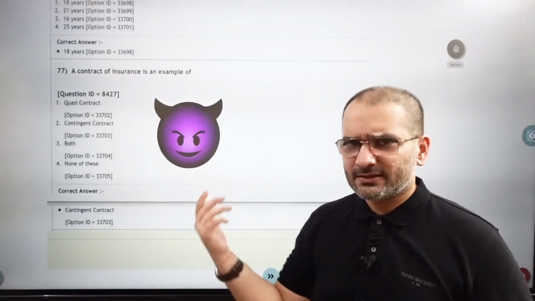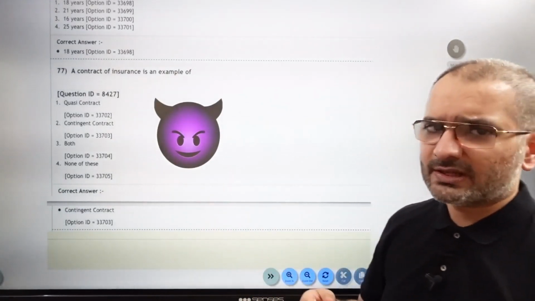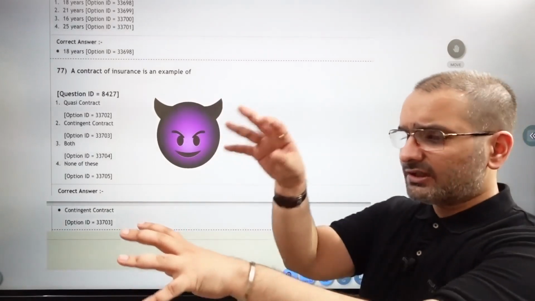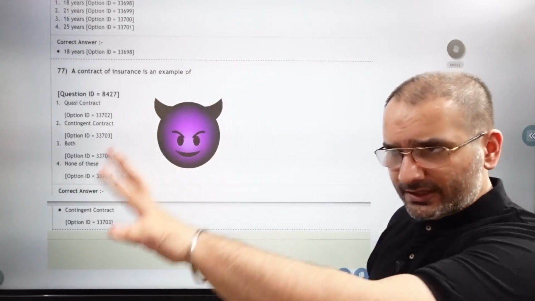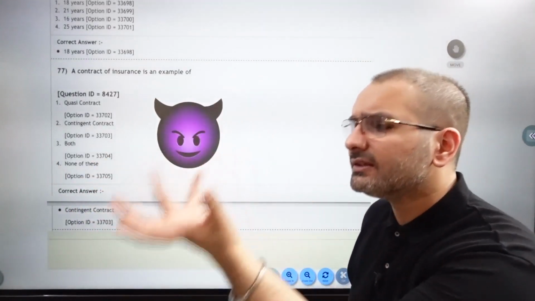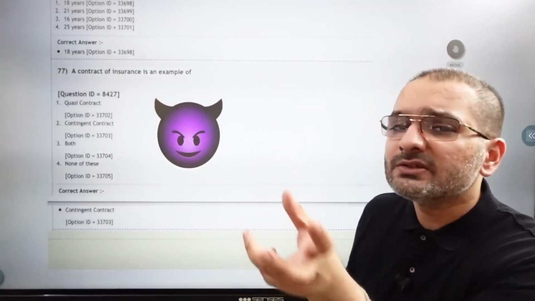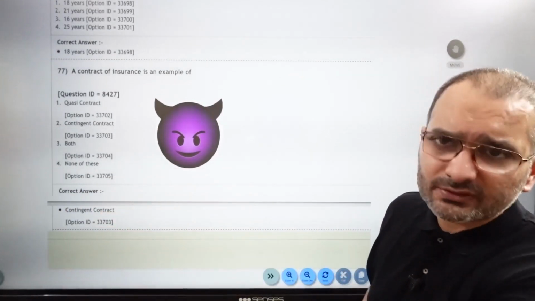Now, insurance, why is it a contingent contract? So for example, if your car gets hit or your car meets with an accident, we will pay you money. So it is dependent upon or contingent upon one condition, so therefore it's a contingent contract.